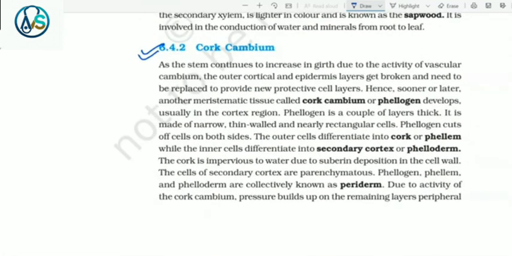6.4.2 Cork cambium. As the stem continues to increase in girth due to the activity of vascular cambium, the outer cortical and epidermis layer get broken and need to be replaced to provide new protective cell layers. Hence, sooner or later, another meristematic tissue called cork cambium or phellogen develops, usually in the cortex region. Phellogen is a couple of layers thick. It is made of narrow, thin-walled and nearly rectangular cells. Phellogen cuts off cells on both sides. The outer cells differentiate into cork or phellem, while the inner cells differentiate into secondary cortex or phelloderm.